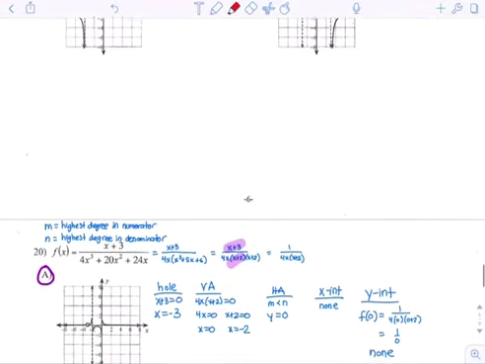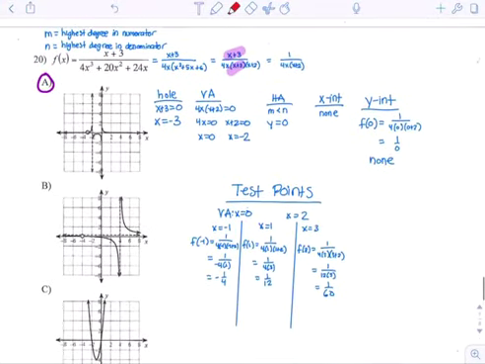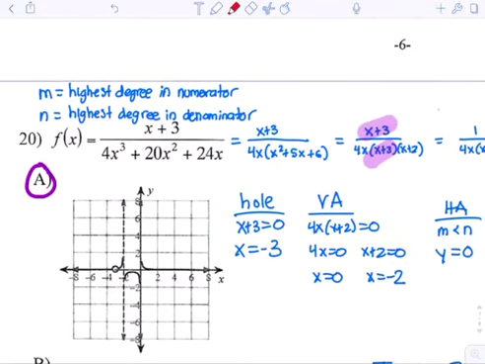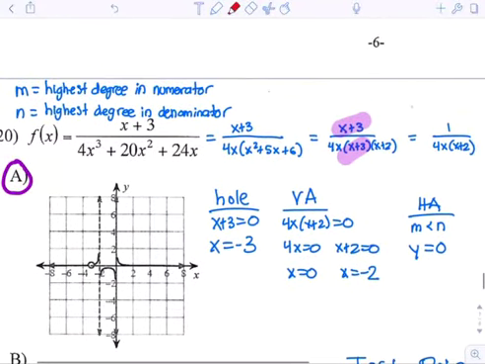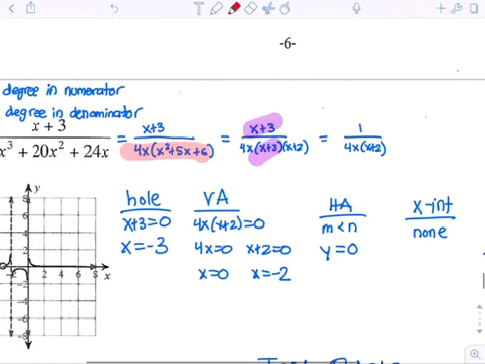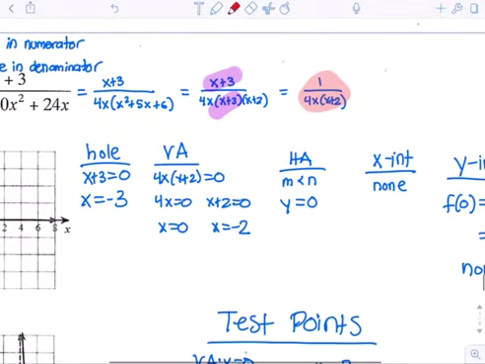All right, looking at the last one, number 20. Looking at our equation, from the bottom, I factor out a 4x to get that. And then this trinomial, I can factor into x plus 3 and x plus 2. Notice that x plus 3's can cancel. So then I just get that. Hole, set what you cancel equal to 0. Since I canceled these, that's where my hole is. So x plus 3 equals 0, for x equals negative 3.